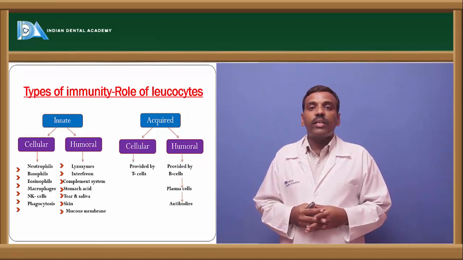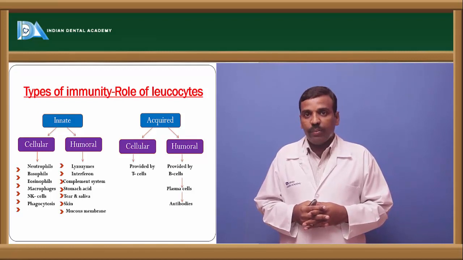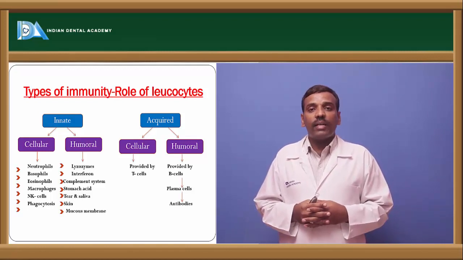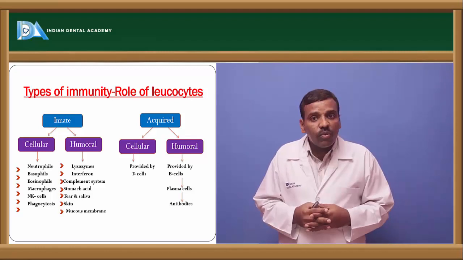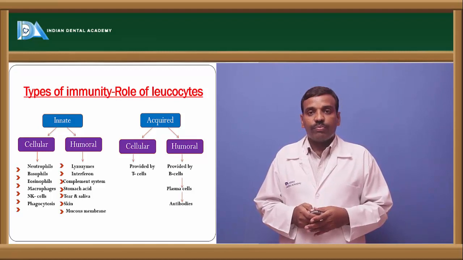And acquired immunity is of two types: one is cellular immunity and another one is humoral immunity. The cellular immunity is provided by the T cells, that is T lymphocytes, and the humoral immunity by the B lymphocytes.